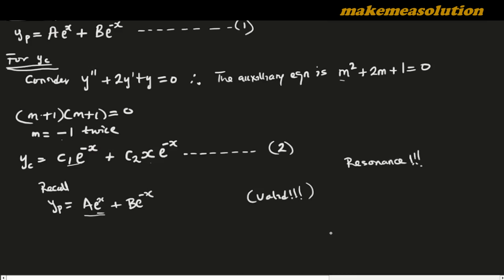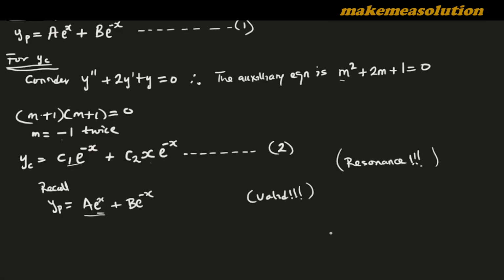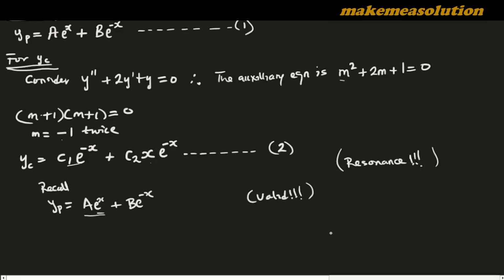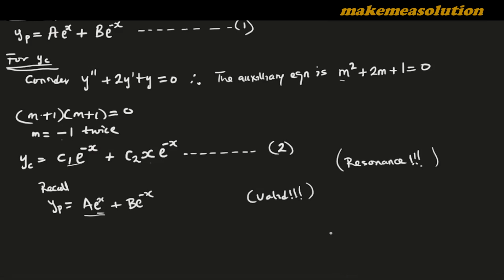Okay, so it's called resonance when you see repeated terms. Let's ignore the coefficients this time around. So when you see repeated terms in a particular function occurring in your yp and in your complementary function, it's called resonance, and as much as possible you want to offset that resonance.